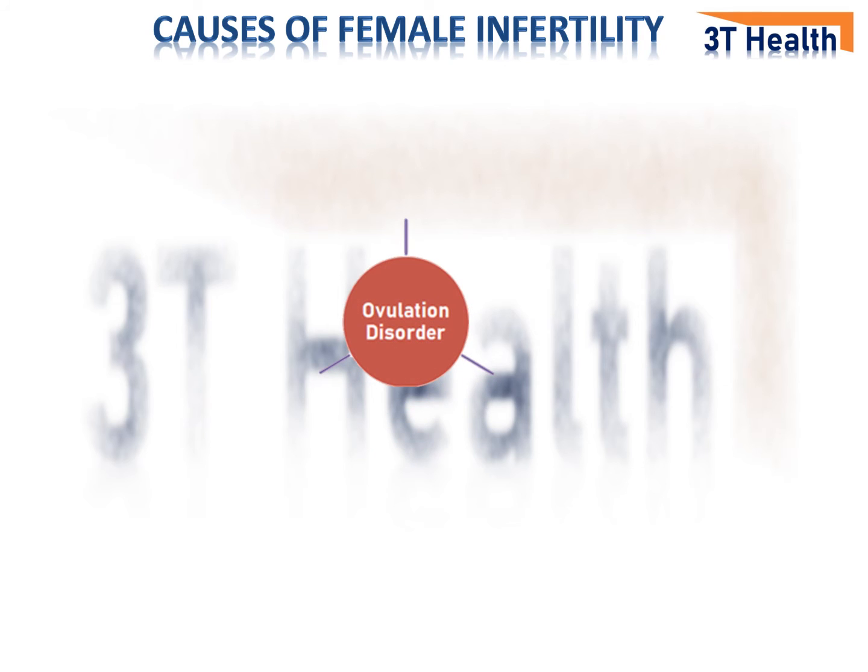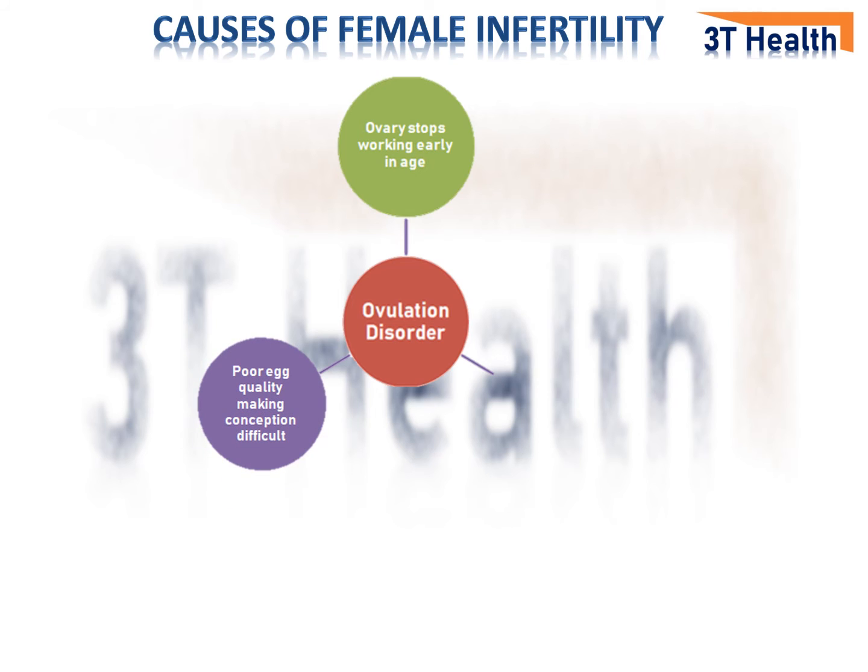Ovulation disorder is another problem that can be responsible for female infertility. So you have a scenario where the ovary stops working early in age. When this happens, it becomes early menopause. The second one is when the ovary produces poor egg quality. This is a situation where the number of chromosomes that should be in the egg is less than the required number. When this happens, fertilization is difficult and makes conception very difficult.